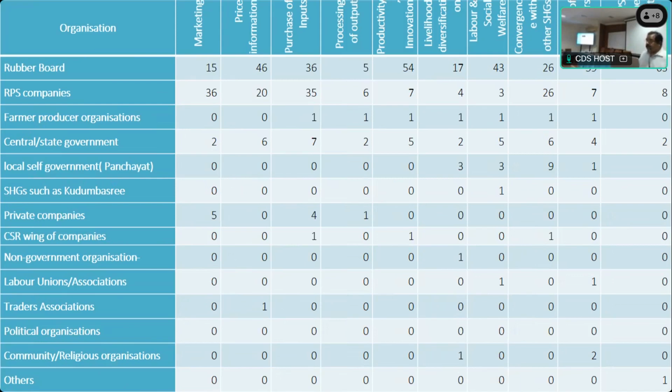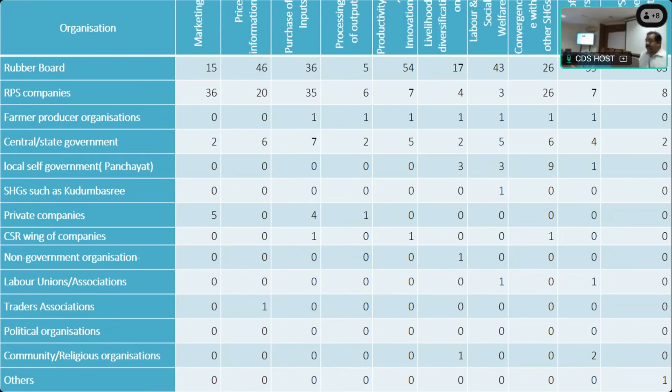But as you can see, whom they are interacting with is marked over here. For marketing, 15 RPSs get in touch with the rubber board. For price information, 46 RPSs get in touch with the rubber board, and so on. But as you can see, it is only the rubber board that is a source of information on production, marketing, price information, purchase information, processing of output, productivity. It is only the rubber board that provides any particular interaction with the RPS.